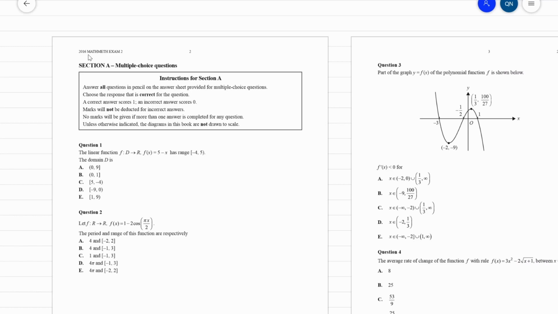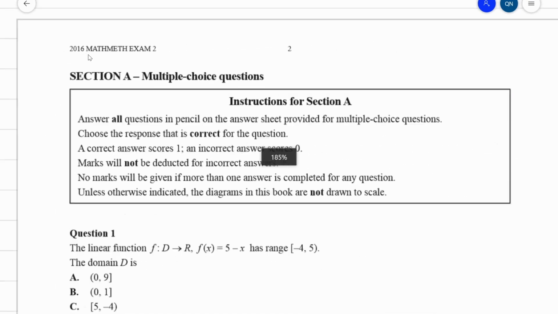Today we're taking a look at the 2016 Methods Exam 2 multiple choice. So let's jump straight into it.